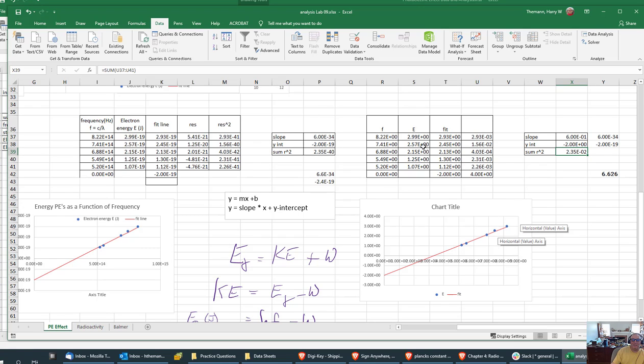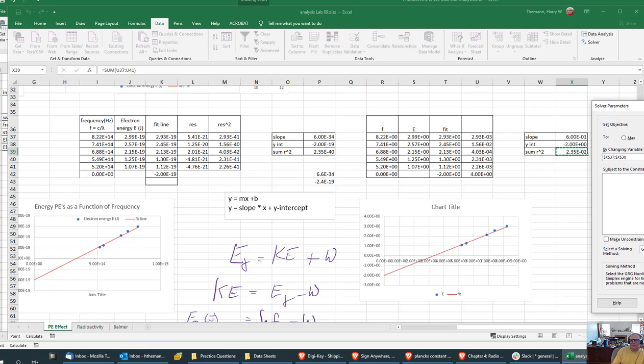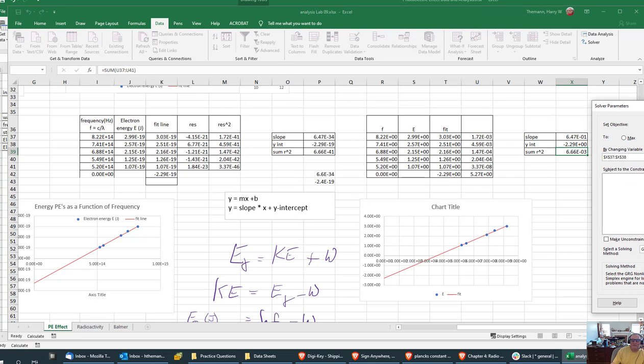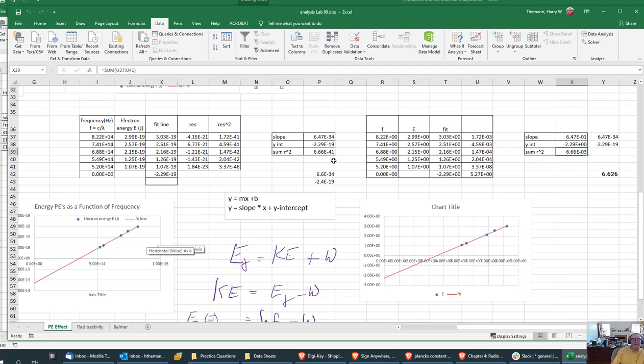so, you know, it's tough, right? That's a pretty small sum of the residual squared already. But now I can solve it, and it redoes those numbers. And it automatically did this, and you see that's gone down to 10 to the minus 41. That's pretty damn good. Okay, so photoelectric effect done. I'm going to stop this and post it and get going on another one.